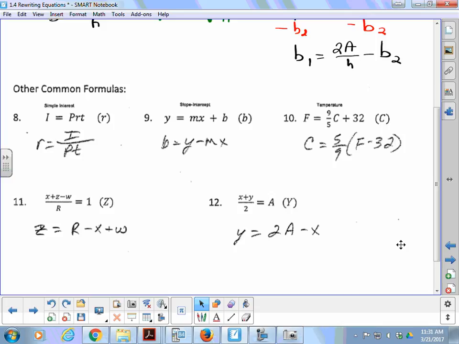Number 11, we're solving for Z, but the first thing we've got to do is get rid of the R. So your first step for number 11 would be to multiply by R. So then you get x plus z minus w equals 1. And then you just have to move the x and the w to the other side.